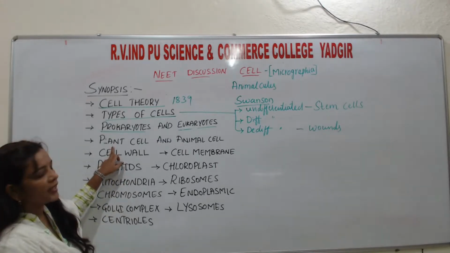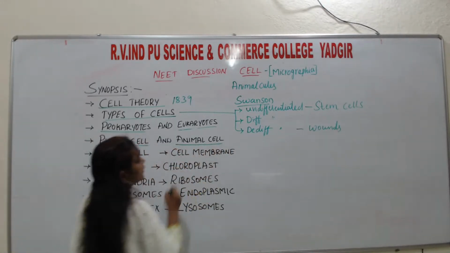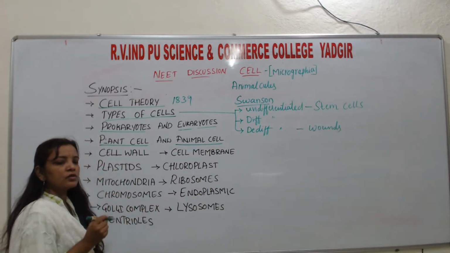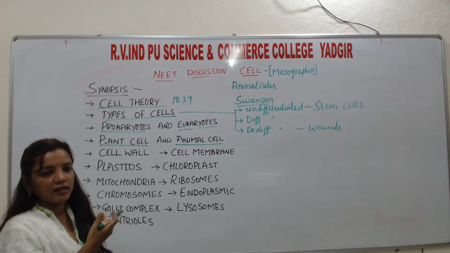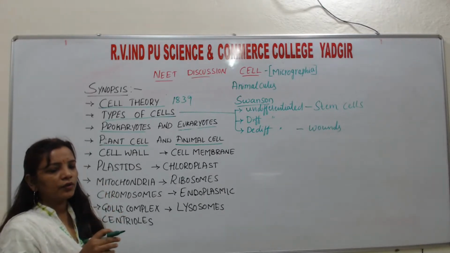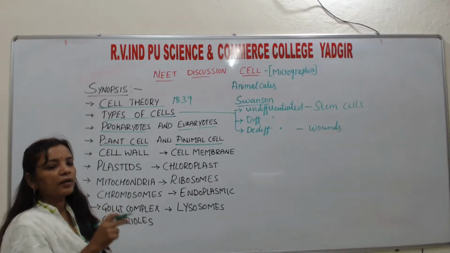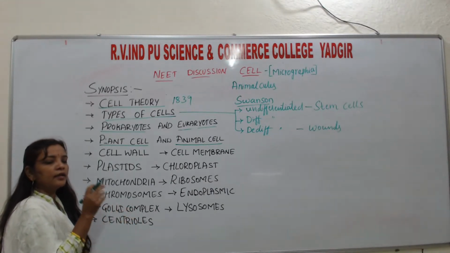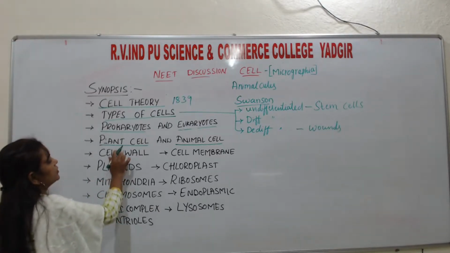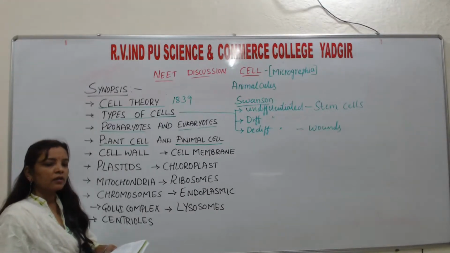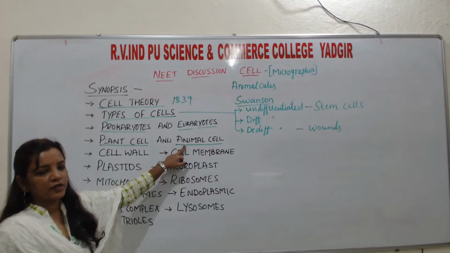Next, plant cell, animal cell differences. Again, this is also an expected question. If the paper is easy, they will be asking this type of very easy question. What you will do, you will not be neglecting the differences. You have to go through them, and minimum you have to write 8 to 10 differences to get 5 marks. Okay. So let us discuss orally. We will discuss plant cell, animal cell differences.